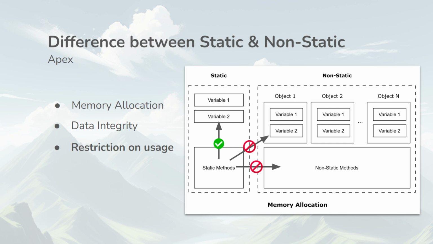Restriction on usage. Since static variables and methods are associated to a class, they cannot refer to the non-static variables and methods. However, non-static methods can refer to the static variables and methods. Why? This is because of the first point, that is memory allocation, where non-static variables are stored in separate space in heap, and we cannot refer to them without an object.